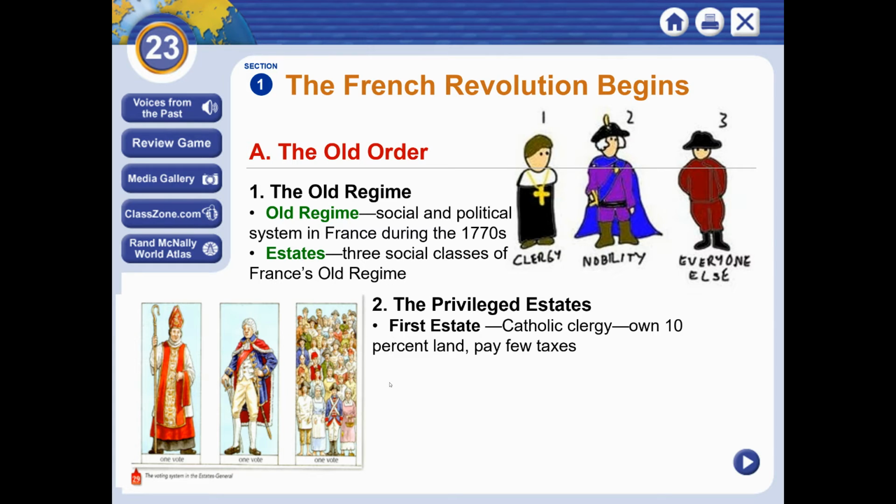The very first estate was made up of the clergy. The Roman Catholic Church, whose church officials are called clergy, formed the first estate. They owned 10% of the land in France. They provided education and relief services to the poor. They contributed about 2% of their income to the government in the form of services to people.